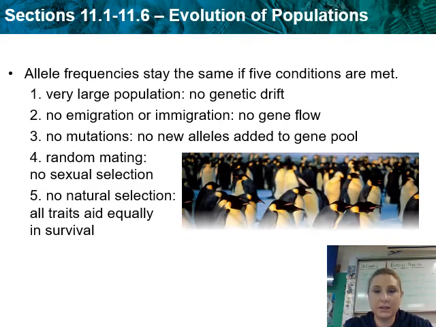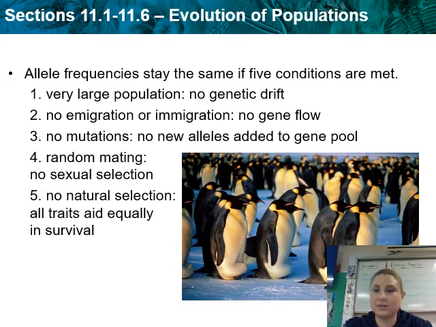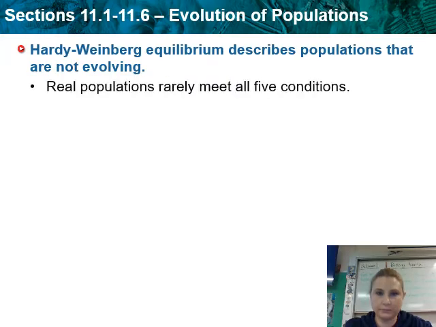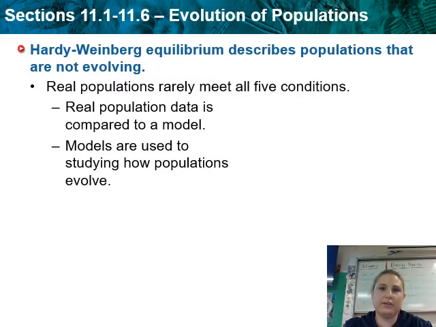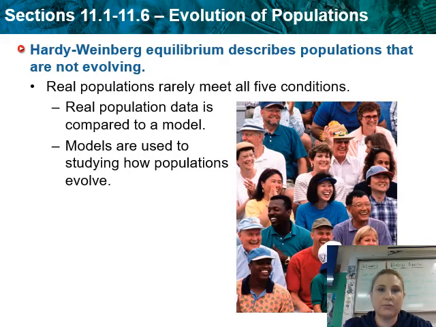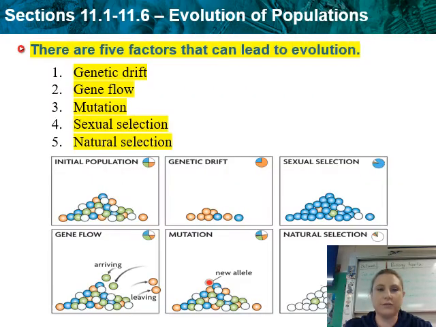This would be a hard thing to actually happen because things evolve and change over time because they have to adapt to their environments. So real populations rarely meet all 5 conditions of Hardy-Weinberg equilibrium, and real population data is compared to the model. And so we use those models to study how those populations evolve.